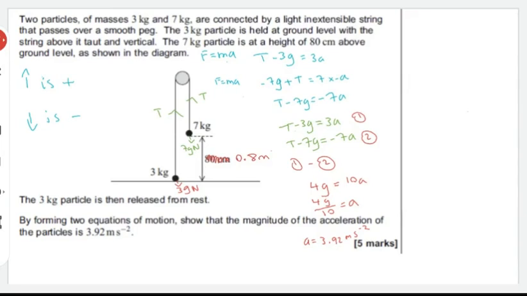The thing that matters more is not so much what comes first, but how do you know which one's minus? And that's where the direction matters. If the force is acting upwards, in this case, it's positive, and if the force is acting downwards, it's negative. All right. Okay.